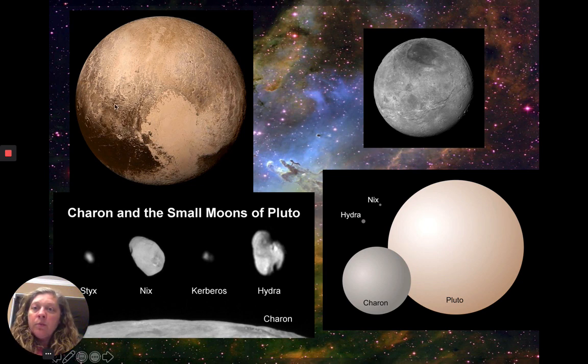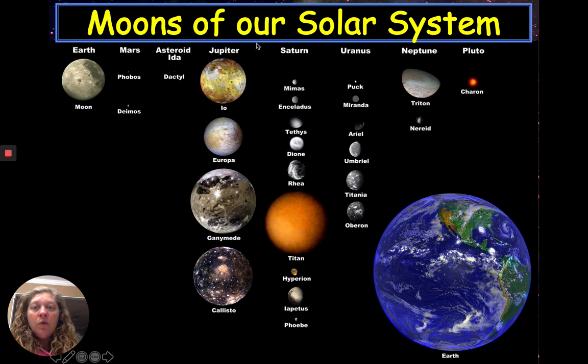Recently, they sent a probe to Pluto, a flyby, and it got some really, really good photos of Pluto. Pluto does have a major moon called Charon, and then Hydra and Nix are smaller moons. And here are all the moons of the solar system. And this is Earth, so you can see their relative size to Earth. And our moon is a pretty substantial moon. Jupiter and Saturn have larger moons, but we have a pretty good sized moon.